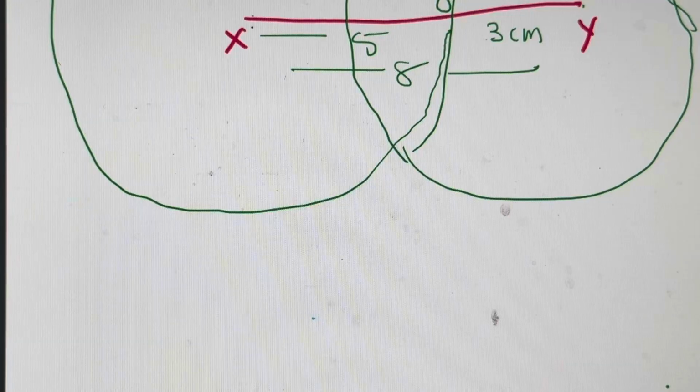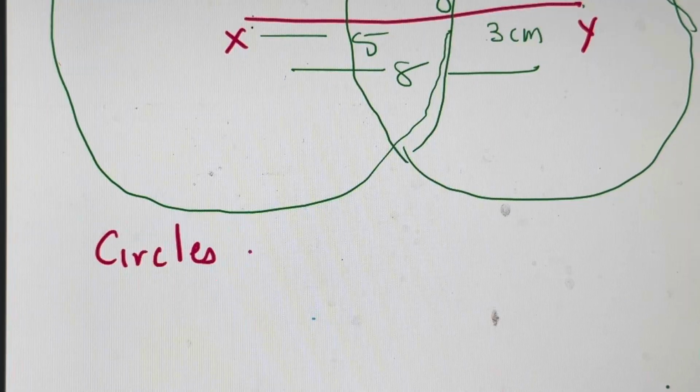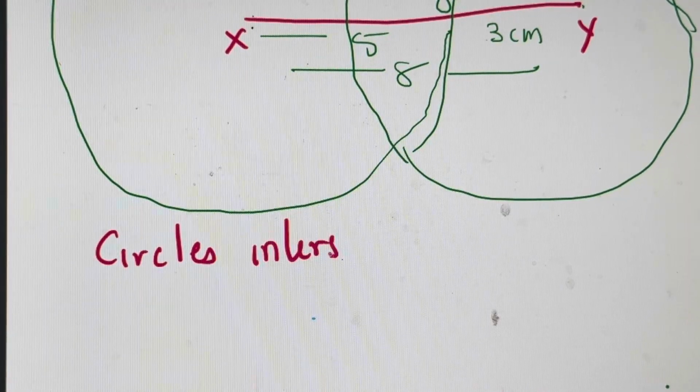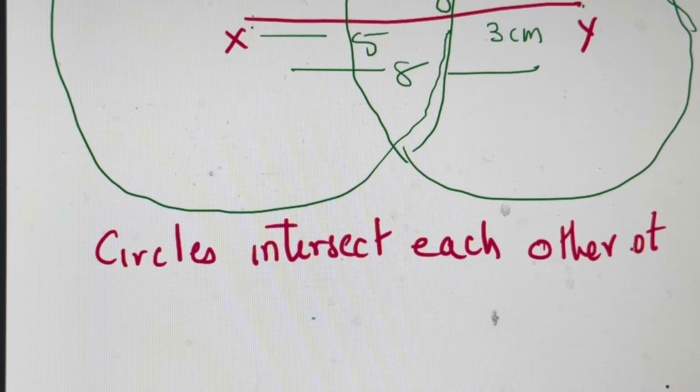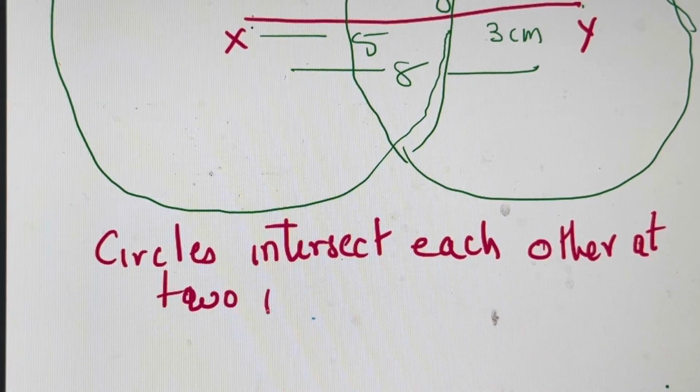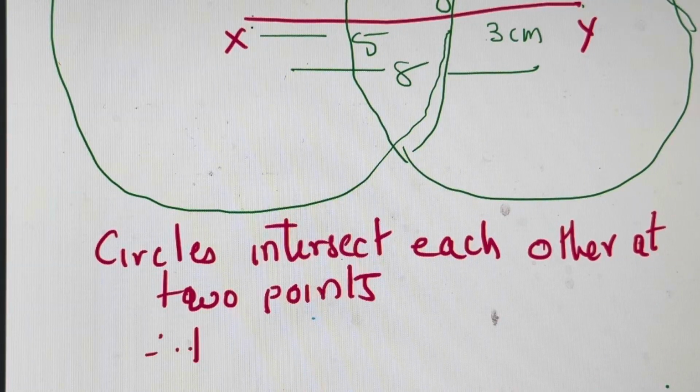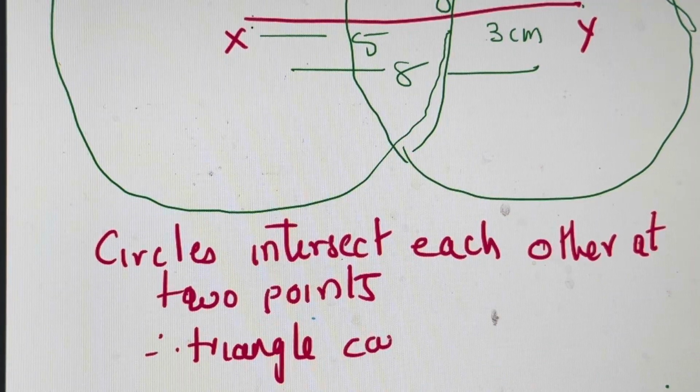meet each other, right? So what we can write here, the circles intersect each other at 2 points, therefore triangle can be formed.